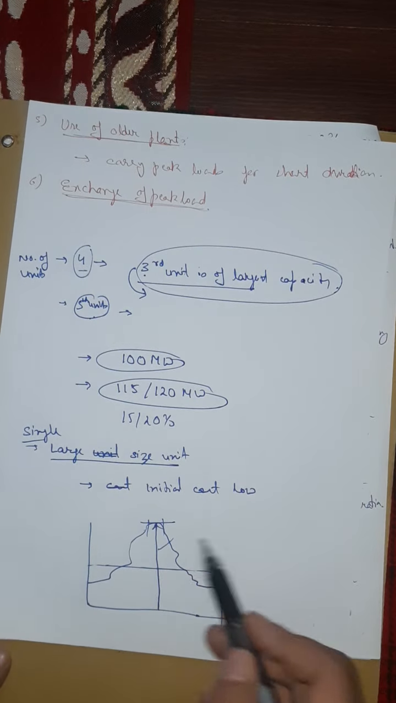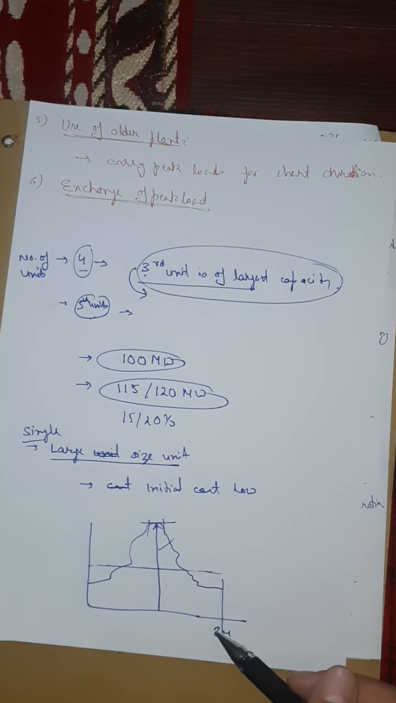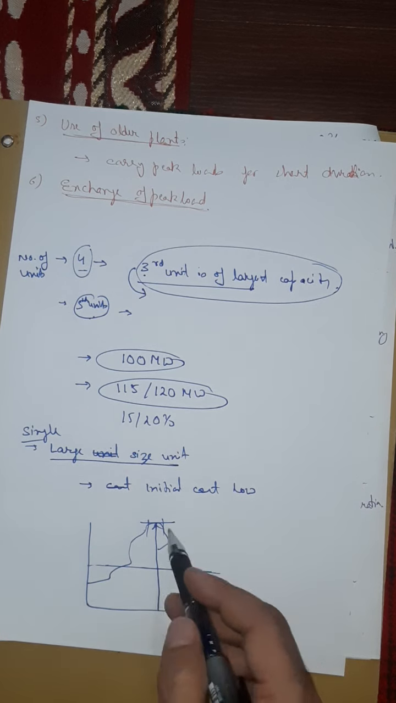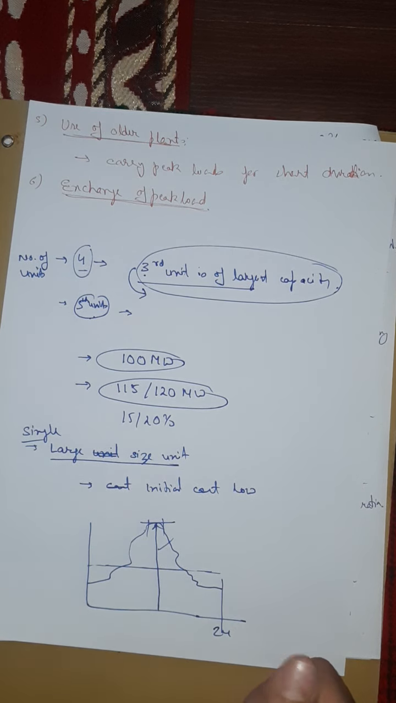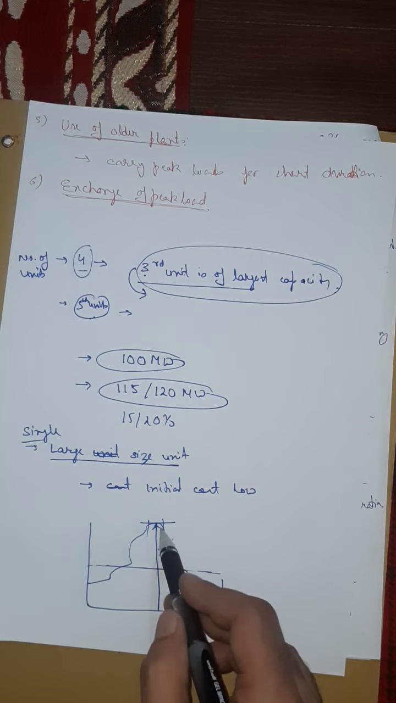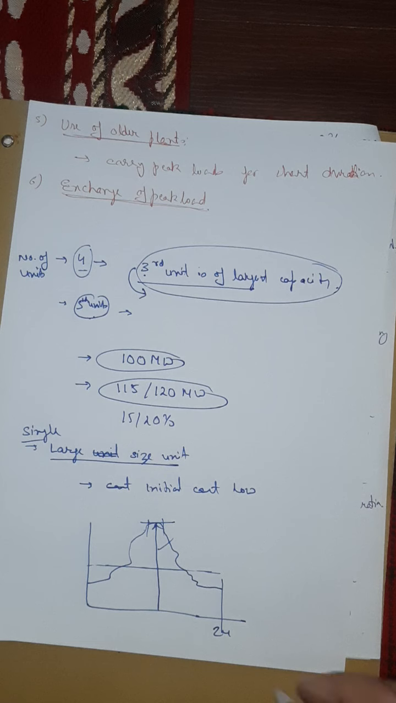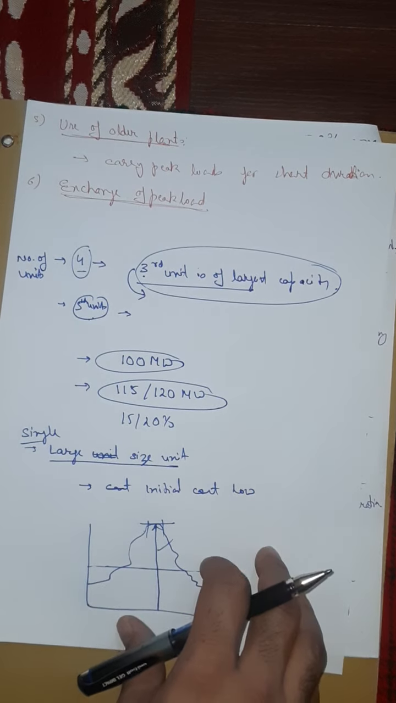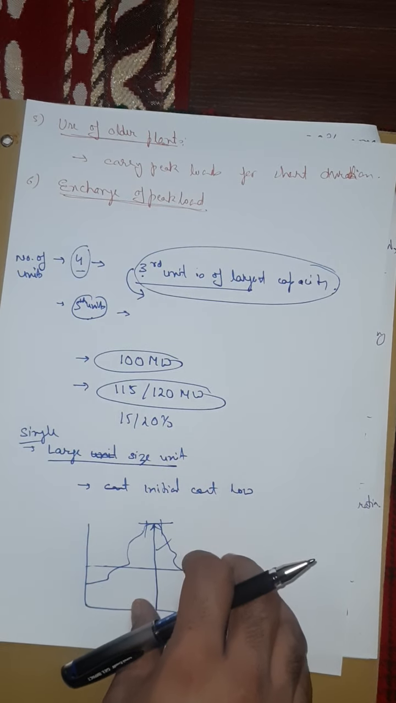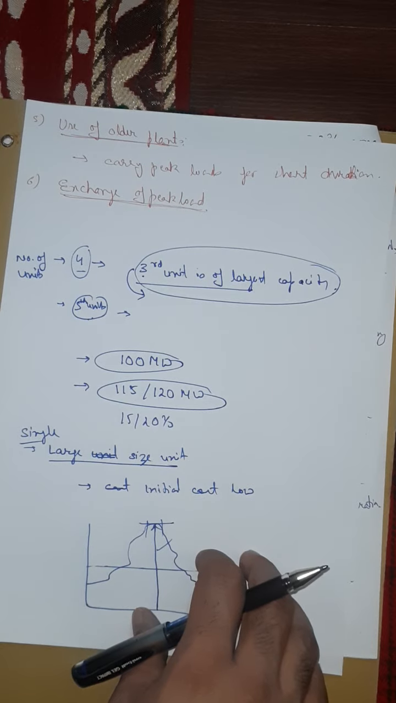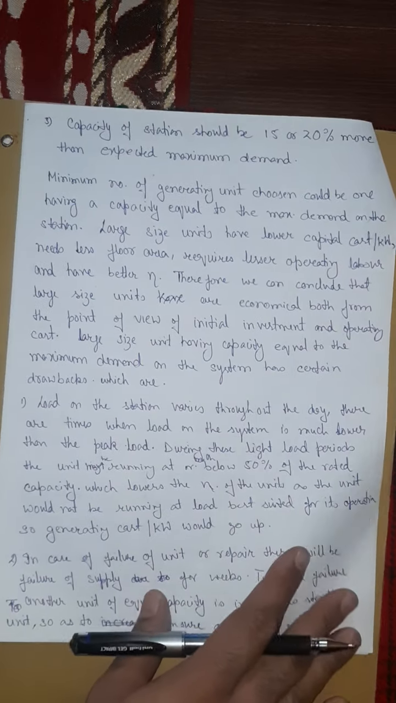Moreover, suppose there is a fault in this generator, what will happen? The power supply will be interrupted. So what will you do to overcome this problem, or to increase the reliability? You need one more generator of the same capacity equal to the maximum demand, which will increase the cost further. So that is why we say that using a single generator equal to the maximum demand or peak demand is not an advisable solution. Okay, got it?